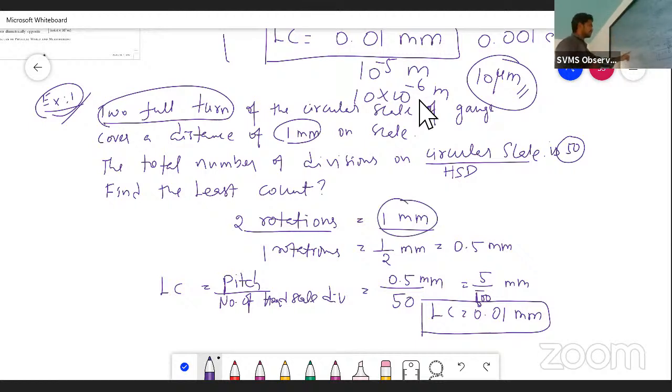So one complete rotation: one rotation is equal to 1 by 2 millimeter, equal to 0.5 millimeter. Least count is equal to pitch divided by the number of head scale divisions. What is the pitch value? 0.5 millimeter. The number of head scale divisions is 50. So least count is equal to 0.01 millimeter. This is one example. Another example.